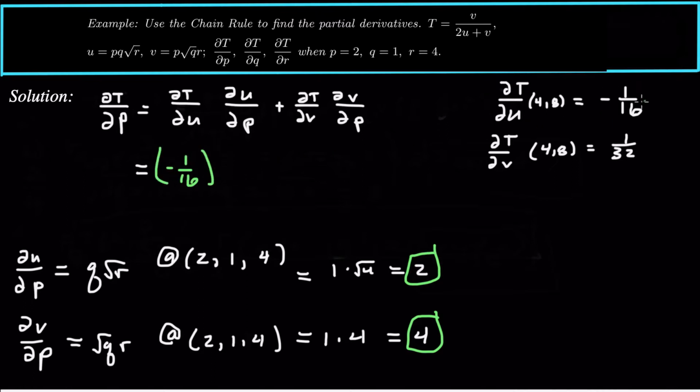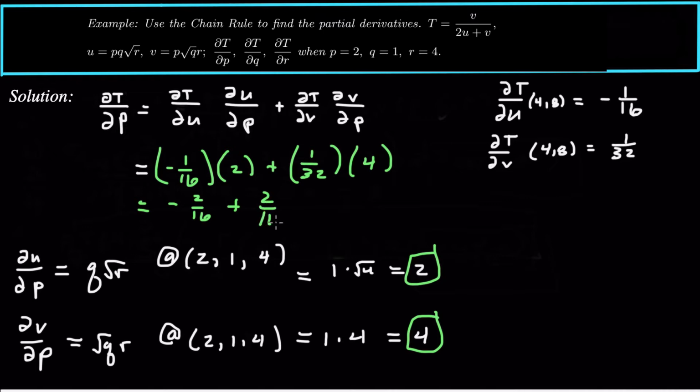So that's partial t, partial u evaluated at the point, which is equivalent to evaluating at 4, 8 for u and v, times partial u, partial p, which we know is 2 now. So multiply by 2, plus partial t, partial v, which is 1 over 32, times 4. That's equal to negative 2 over 16 plus 2 over 16, which equals 0. So this partial derivative is equal to 0. Partial t, partial p evaluated at this point is equal to 0.